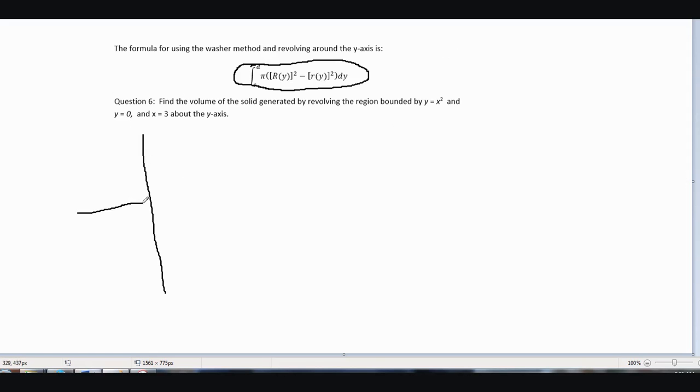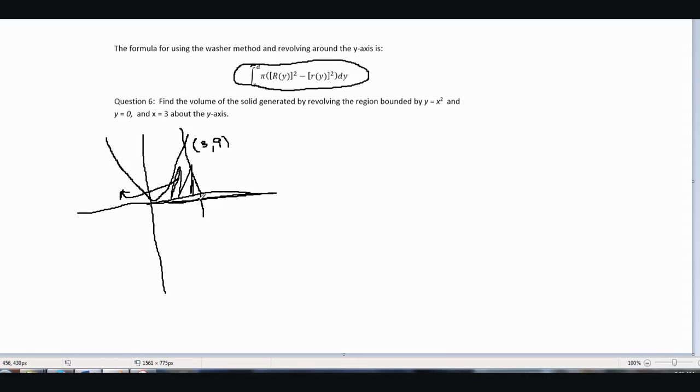So let's draw what's going on. If we have y equals x squared, we know that's just a parabola. y equals 0 is the x-axis, and x equals 3 would be the vertical line with x value 3. Now, if x equals 3, then y equals x squared. This intersects at, if we plug 3 in for x, (3, 9). So we've got this region, and we're going to rotate it around the y-axis.